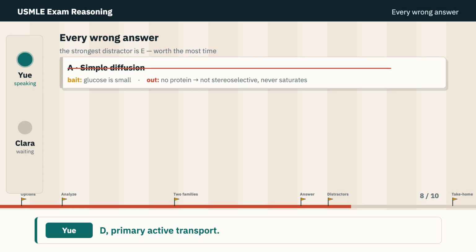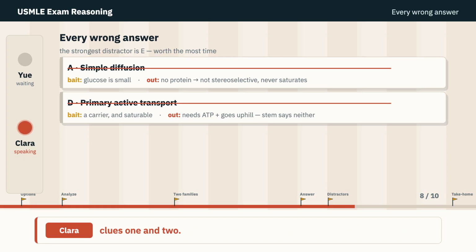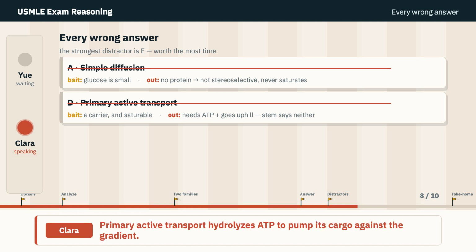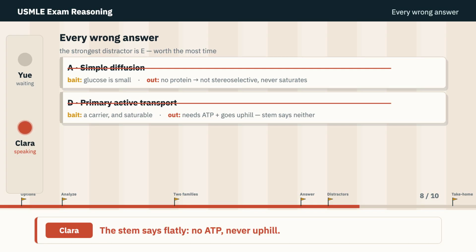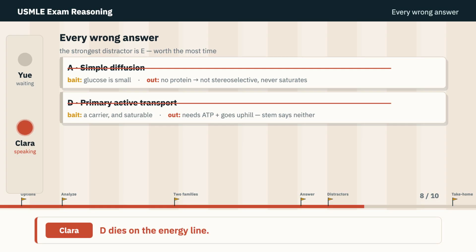D. Primary active transport. A better trap because it is a carrier and it does saturate, so it sails through clues 1 and 2. The discriminator is the energy line. Primary active transport hydrolyzes ATP to pump its cargo against the gradient. The stem says flatly, no ATP, never uphill. So the very feature that defines a pump is the feature the experiment rules out. D dies on the energy line.